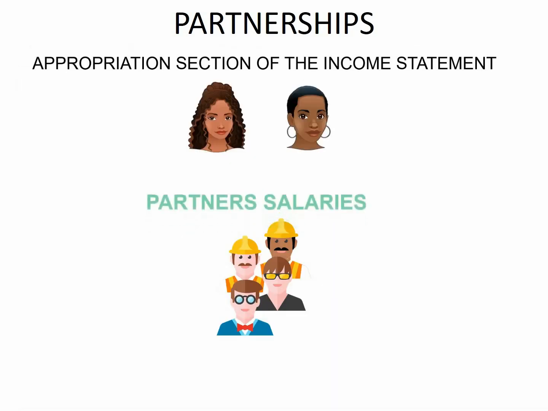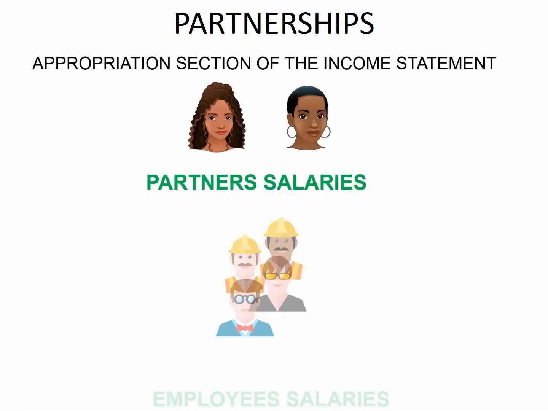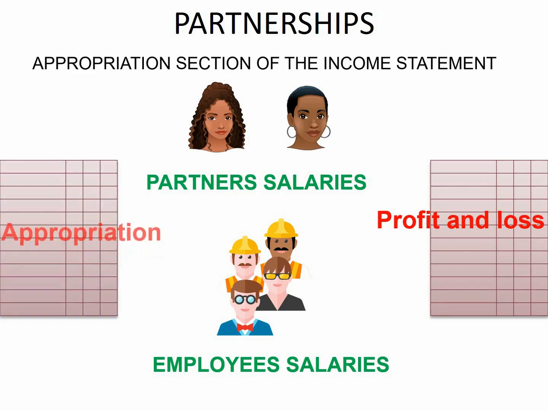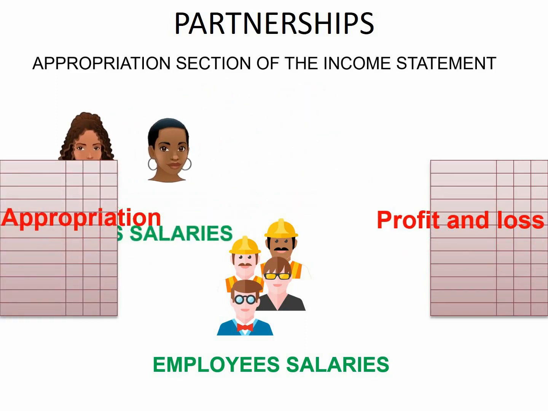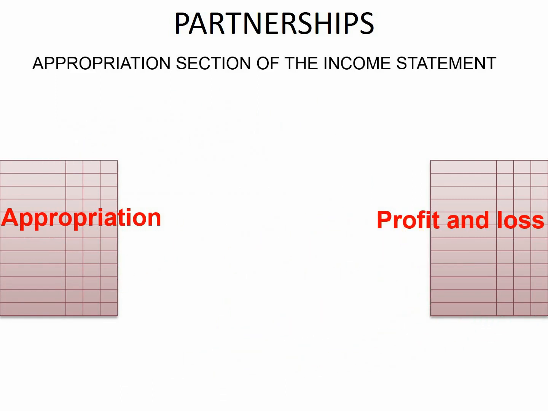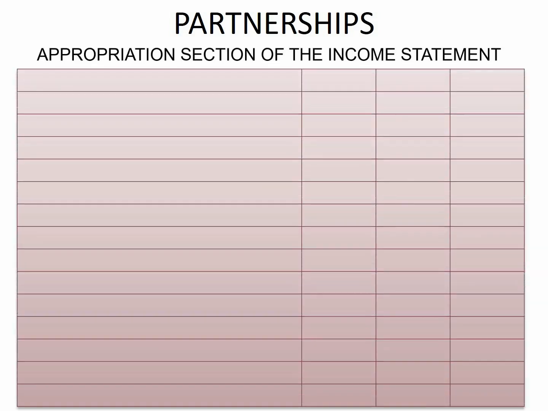Another thing to note is that partner salaries and employees' salaries are accounted for differently. For instance, your partner's salaries will go in the appropriation section and the employee salaries will go in the profit and loss section. Now let's move along to the appropriation section of the income statement.